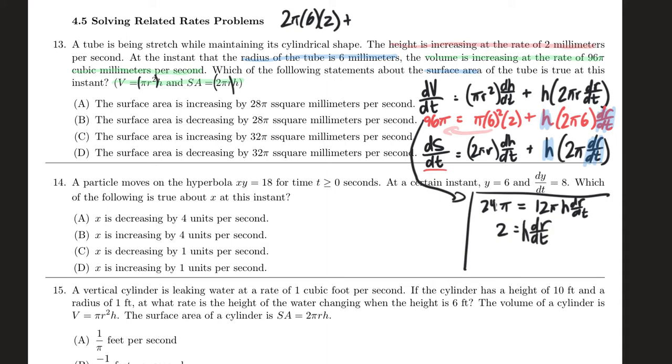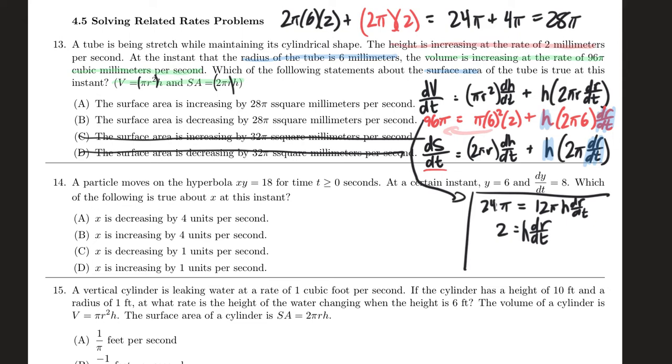All right, so this thing, h dr dt, is equal to 2, so I can plug it into my second equation. The 2 pi is still going to be there, but that h and that dr dt is 2. All right. And now I put it all together. 6 times 2 times 2 is 24 pi. 2 times 2 is 4 pi, and I get 28 pi. All right, so I can eliminate C and D. And then 28 pi is a positive number, so the surface area is increasing.